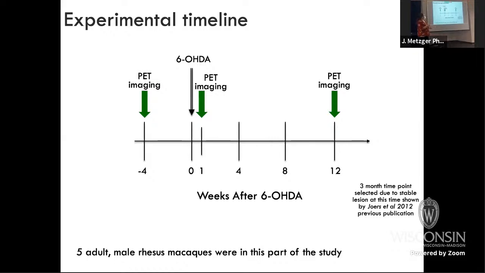So that neurotoxin that I talked about that's able to cause a loss of sympathetic innervation in the heart. This is the same neurotoxin that was used by the previous researcher in our lab, 6-hydroxydopamine. That was given at this time point 0. 1 week after that, we then performed our PET imaging.